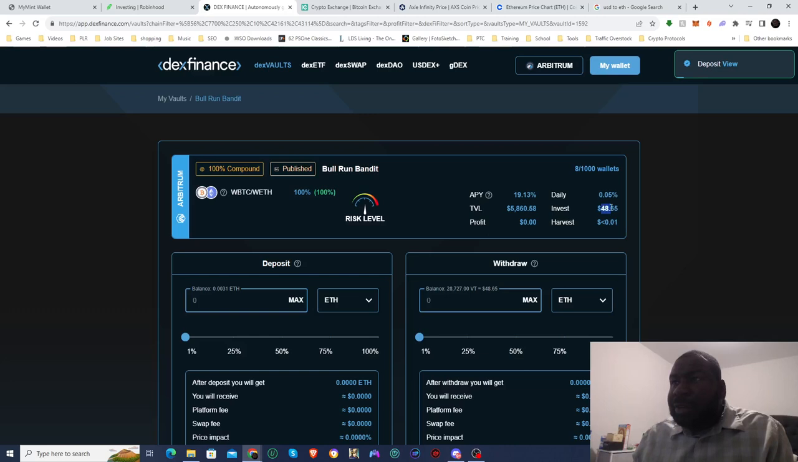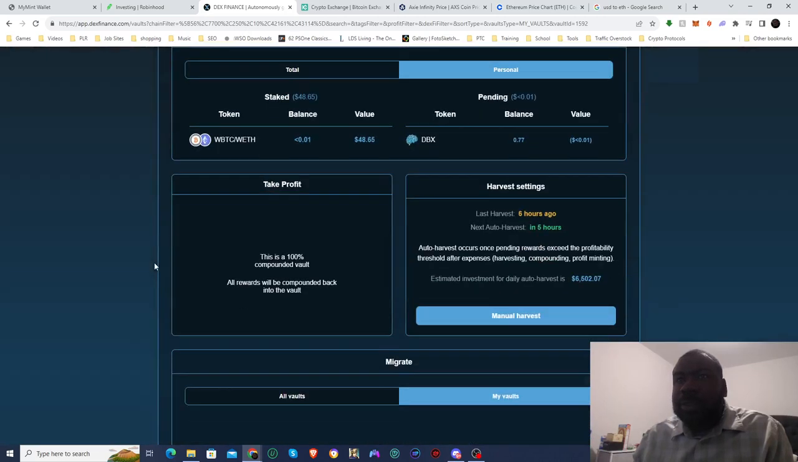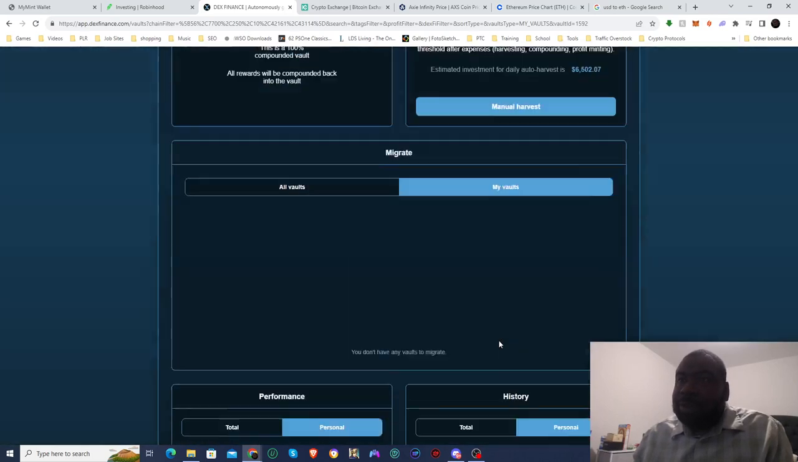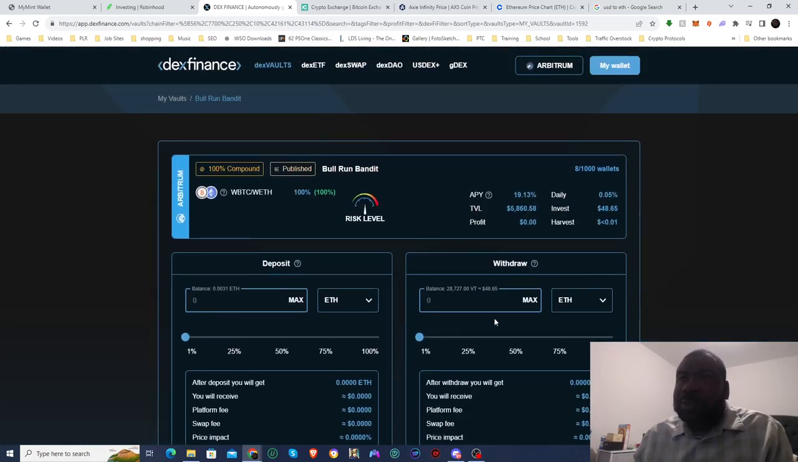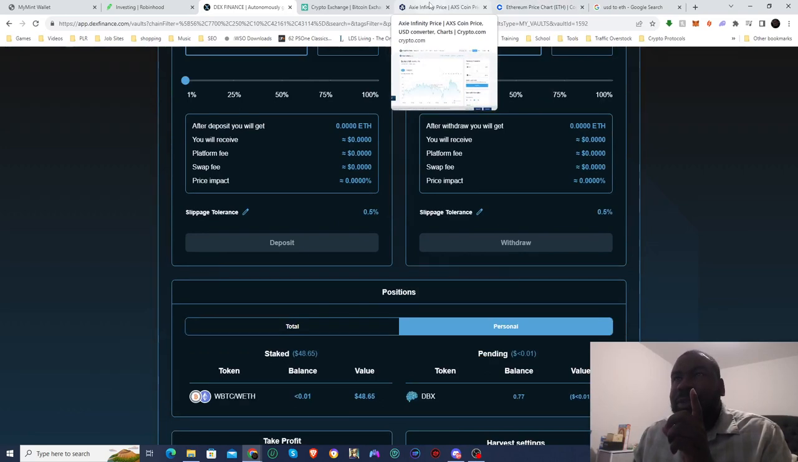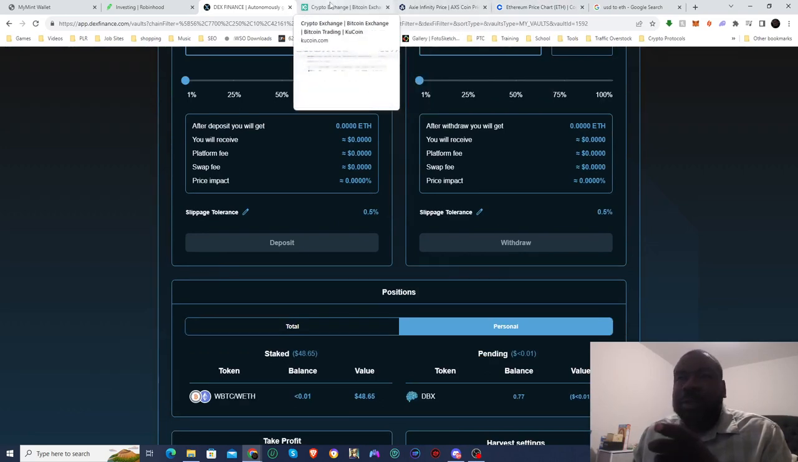So we now have $48.65 deposited into this pool. You can see a little jump right there with the money that I put in. And so I'm actually going to keep putting money into this pool until Bitcoin stabilizes. I think that's probably the best move I should make going forward. So when it gets back to 30,000, that's when we'll go back to putting money into the crypto lending.